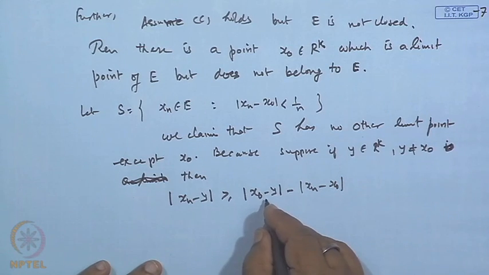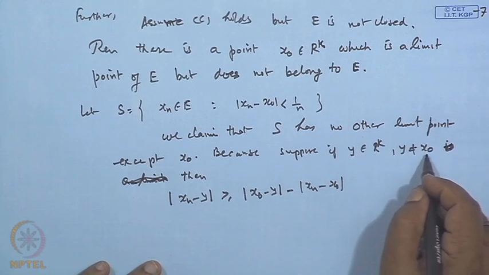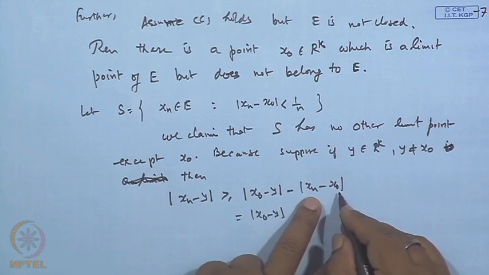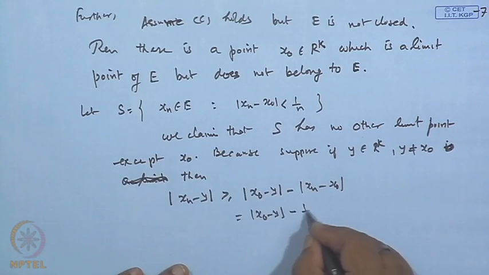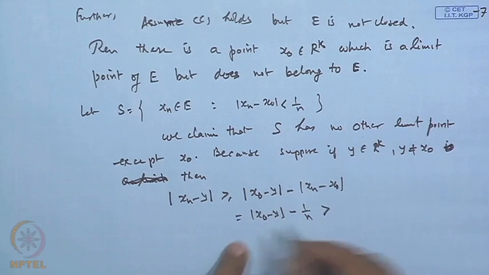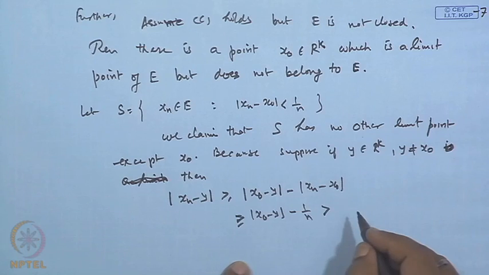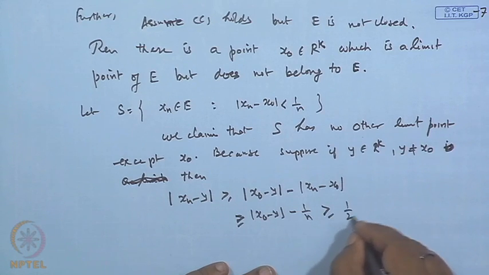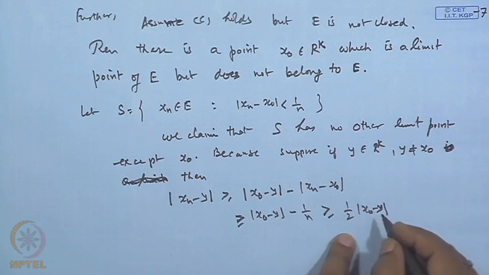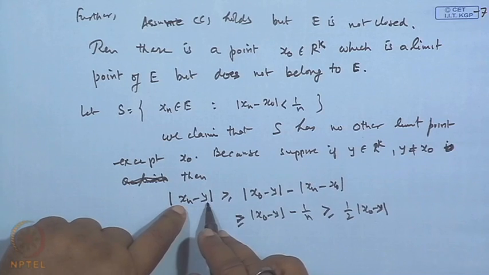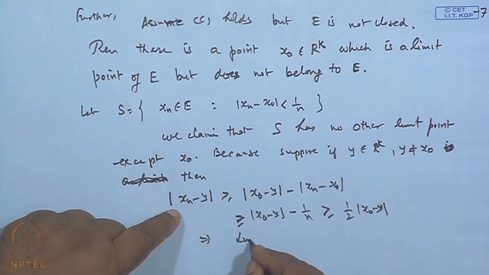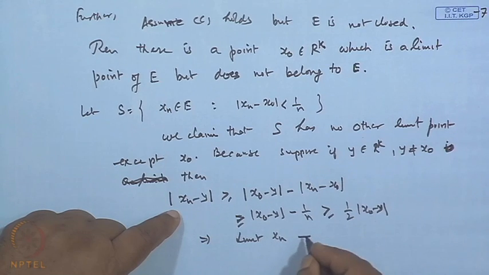Now, x naught and y are different, so we can put it as it is, x naught minus y. Now, x n minus x naught is small, so minus of this is greater than minus. Now, we can choose n in such a way that the whole thing is greater than or equal to half of this. Now, y and x naught are different, so this is a fixed positive quantity. It means that as n tends to infinity, x n does not go to y. So this implies the limit of x n is not y.